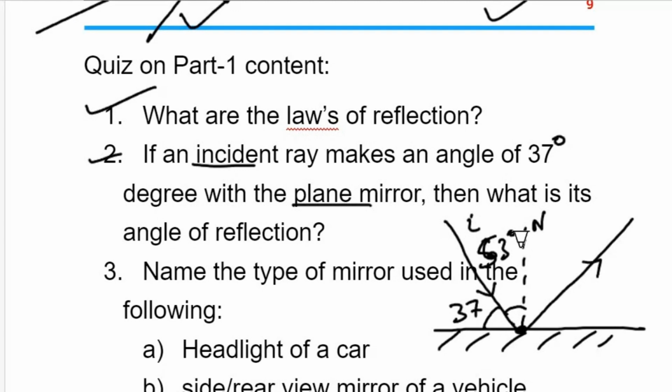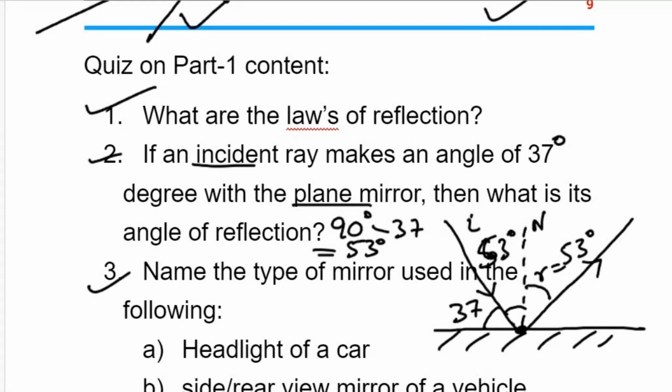So what is angle of reflection? Angle of incidence is always equal to angle of reflection. So angle of reflection is also 53. So angle of incidence and angle of reflection is 90 degree minus 37. So this is going to be 53 degrees.